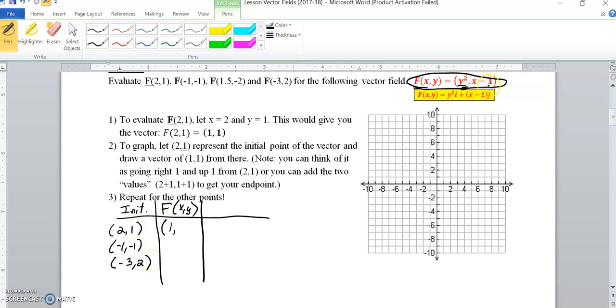The new y term of the endpoint of our vector uses our original x and subtracts 1. So we take the original x, which is 2. 2 minus 1 is 1. Now, in general, what this is saying is you start your initial point at 2, 1, so that's right here. From there, we go up 1 and over 1, so we go here. And there's our vector.